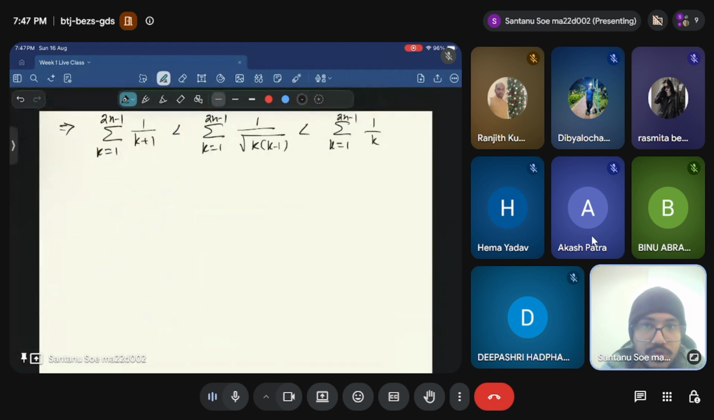Now the question is, what is the limit of this one and this one? Are these two limits the same? If these two limits are the same, then only we can say that the limit of the middle term exists and is equal to both the LHS and RHS limit.